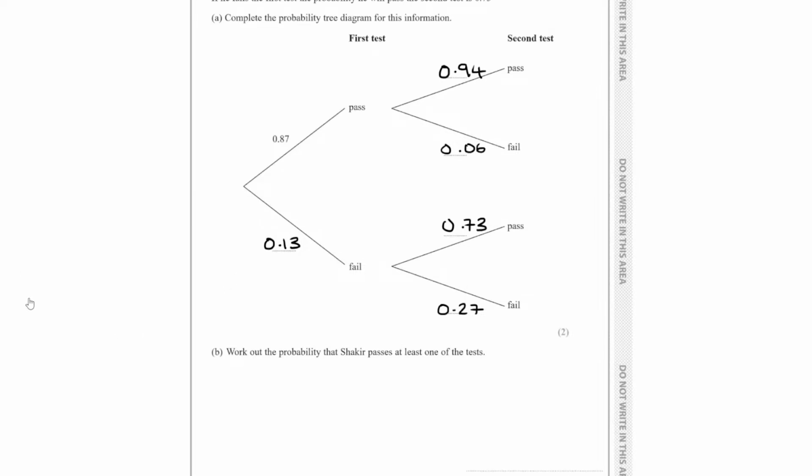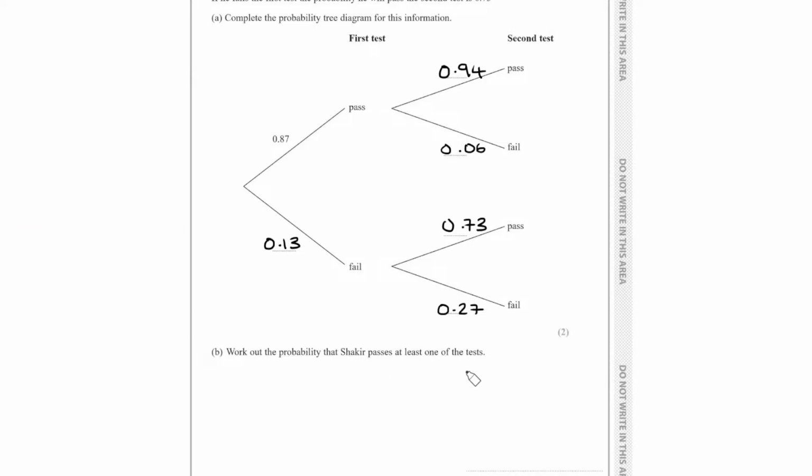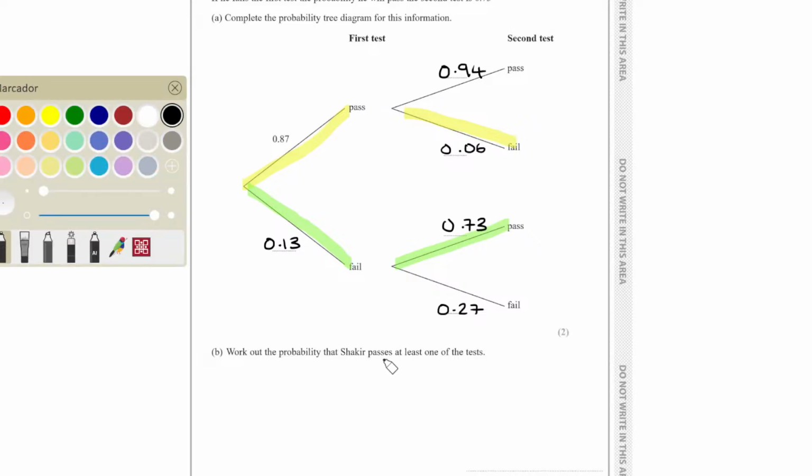So part B, work out the probability that Shakir passes at least one of the tests. So we're going to highlight the options that satisfy that sentence. So he has to pass at least one. So he could pass the first one, fail the second one. He could fail the first one but then pass the second one. And there's actually one more option because of the word at least.